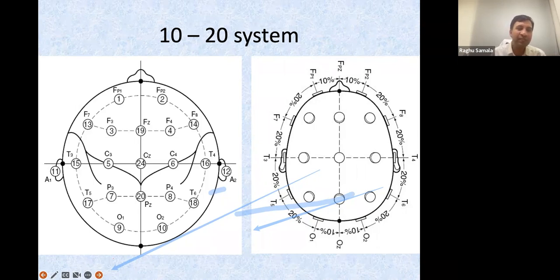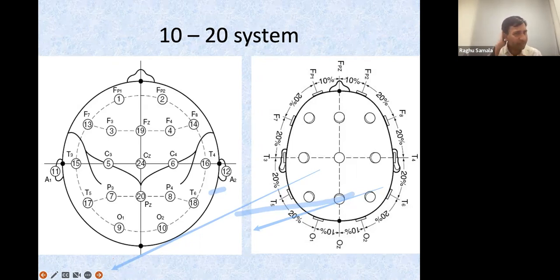So here, you take the distance between the inion and nasion, and you take the 2 auricular points, and you take 10% for the first electrodes, and from there 20%, 20. If you see, the distance between the electrodes is constant. For example, the distance between FP2 and FP1 is 20%. From FP1 to F7 is 20%. So the distance between the electrodes is constant.